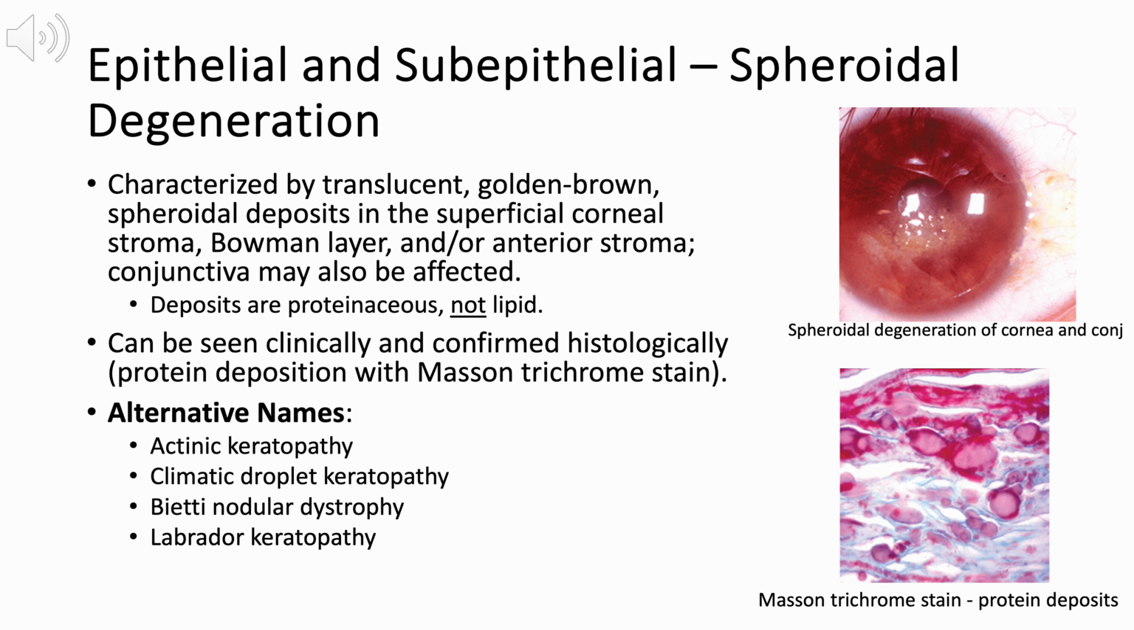Spheroidal degeneration is characterized by translucent, golden-brown spheroidal deposits located in the superficial corneal stroma, Bowman layer, and/or anterior stroma. The conjunctival tissue may also be affected. These deposits are proteinaceous, not lipid-based. The condition can be identified clinically and confirmed histologically with protein deposition visualized using a Masson trichrome stain. Alternative names for this condition include actinic keratopathy, climatic droplet keratopathy, Bietti nodular dystrophy, and Labrador keratopathy.